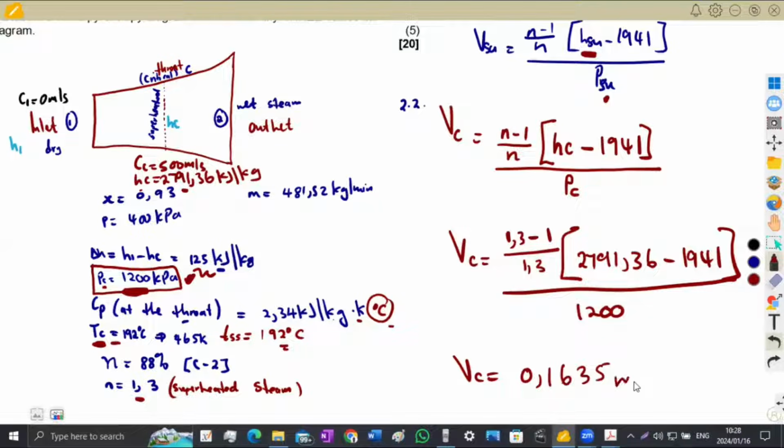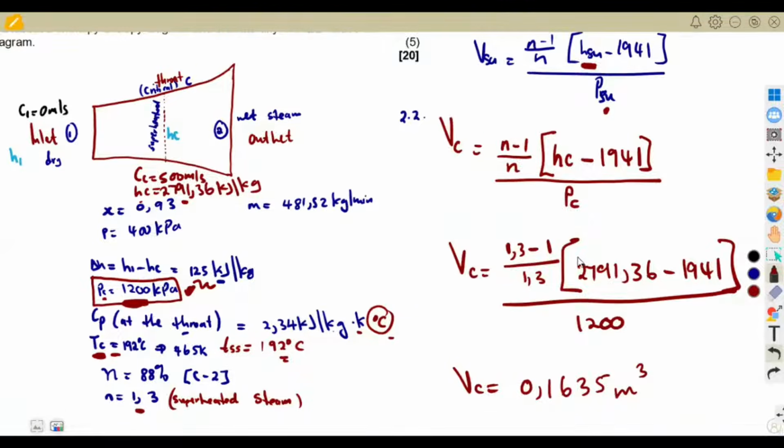All right, so this is 0.1635 direct like that. This is volume, guys, which is measured in what? Cubic units, which is cubic meters. So that is how we can simply round off on our calculator. This is the volume when our steam is superheated at the throat. So we've got VC here, which is 0.1635 cubic meters. We might need this, you never know.